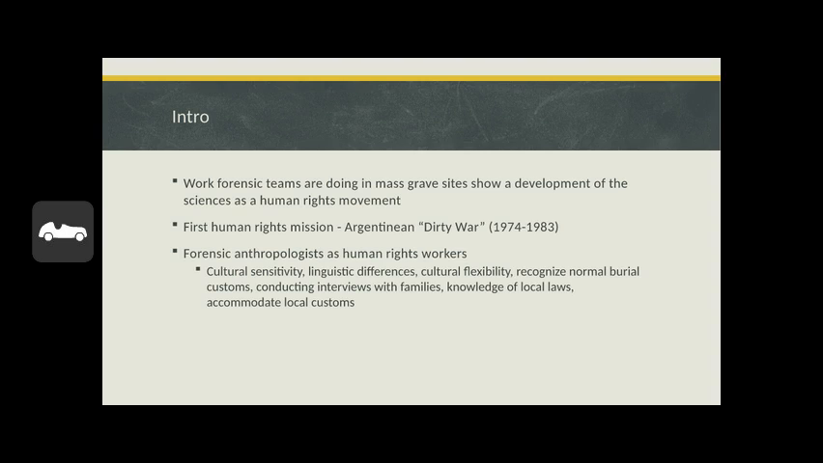In these situations, forensic anthropologists serve as human rights workers and ambassadors, navigating potentially tricky concepts such as cultural sensitivity, linguistic differences, cultural flexibility, the recognition of normal burial customs for the location they are in, the ability to conduct interviews with families on touchy subjects, their knowledge of local laws, and their accommodation of local customs.